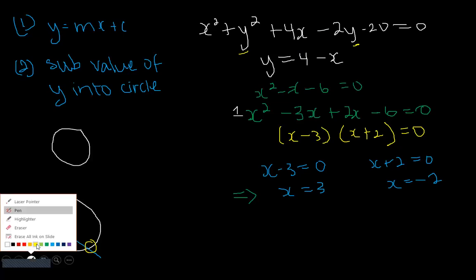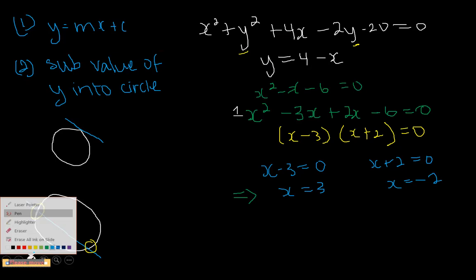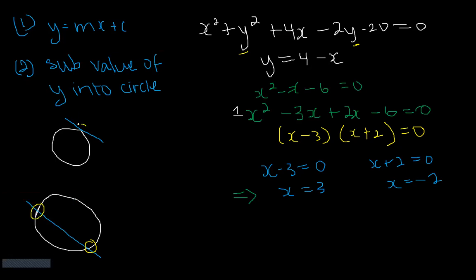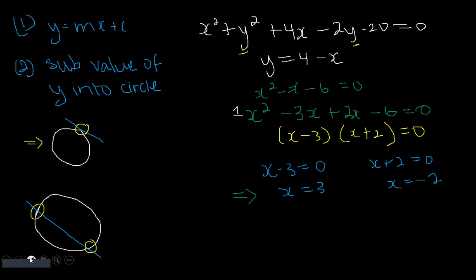Circle, line, with 1 point of intersection. So this is what the example looked like, but this is what this question might look like. 2 points, this is 1 point. And how do we know we have 2 points of intersection? Because we have two x values.